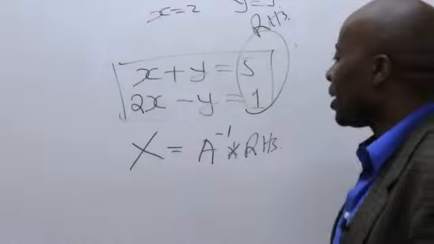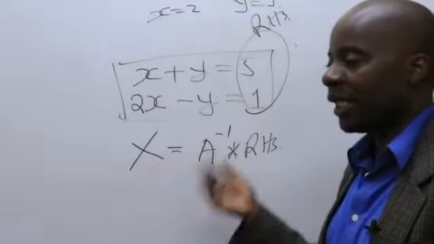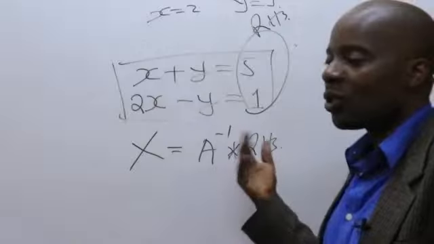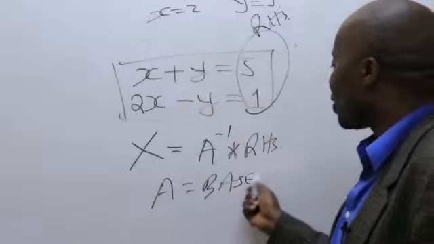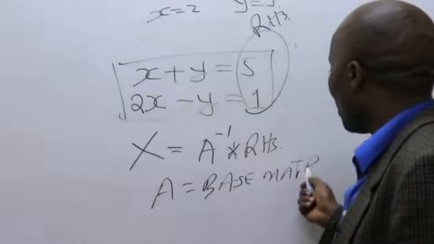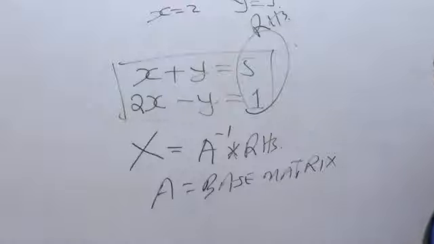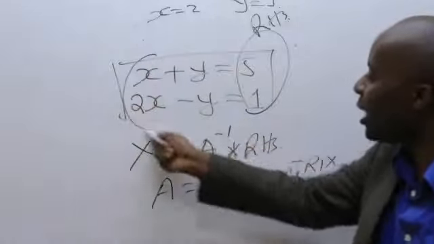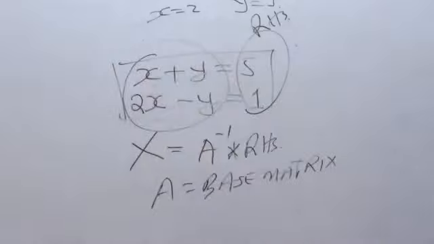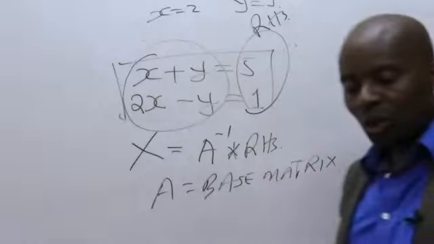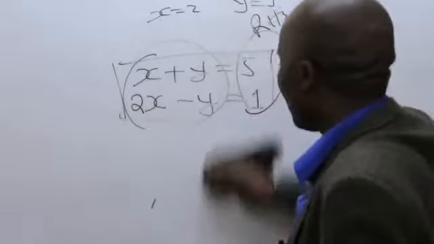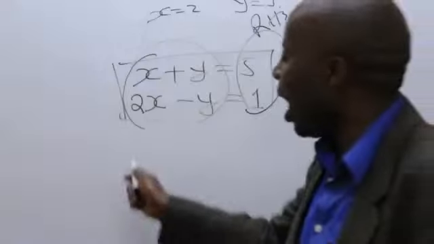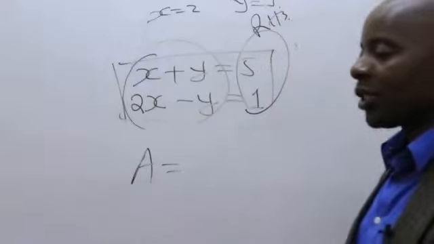Now, ladies and gentlemen, X represents the unknowns. And in this particular case, what does A stand for? A stands for what we call the base matrix. The base matrix is the matrix that you shall get out of here. So what we need to do very fast, ladies and gentlemen, is to define our matrix A.